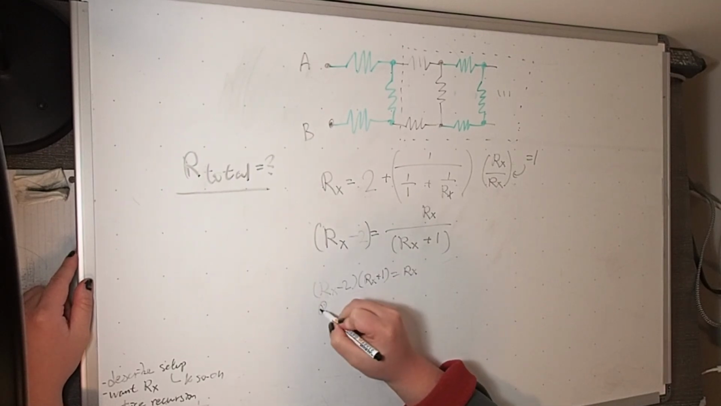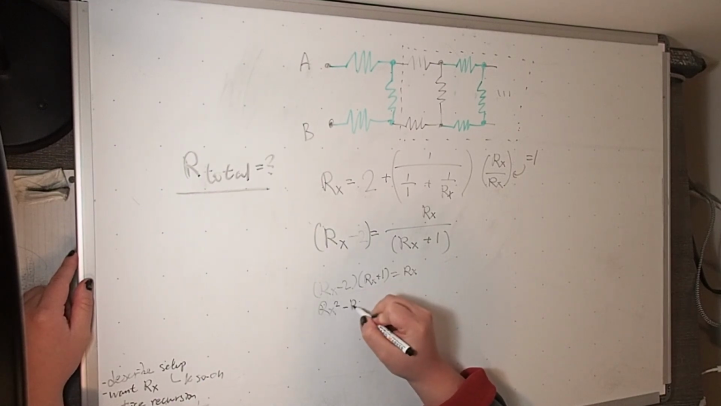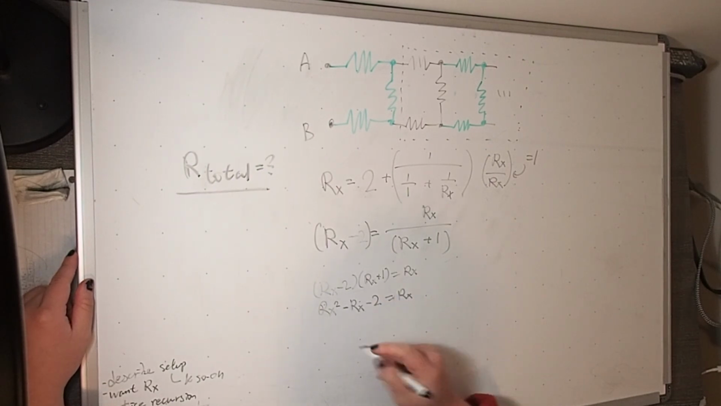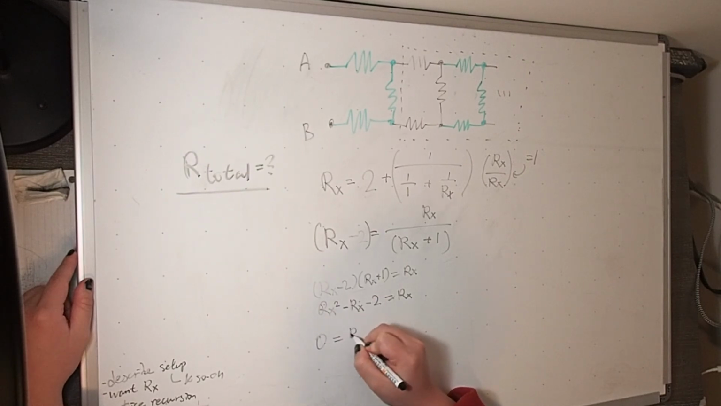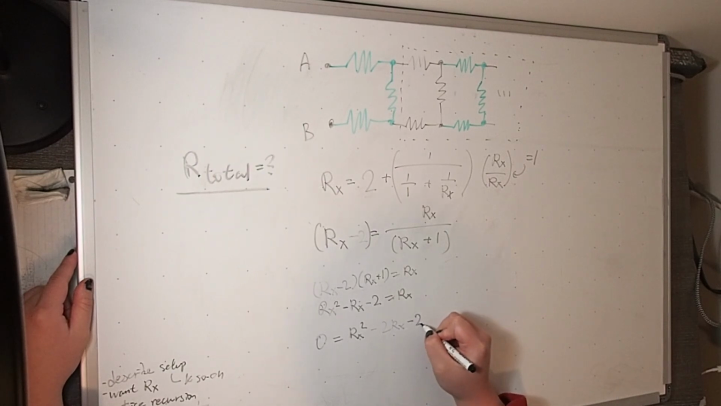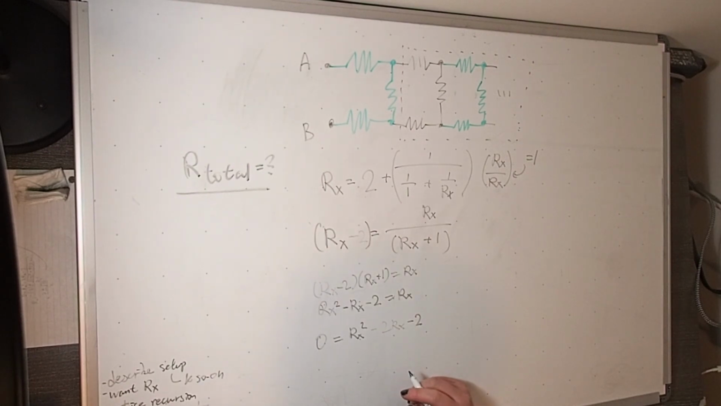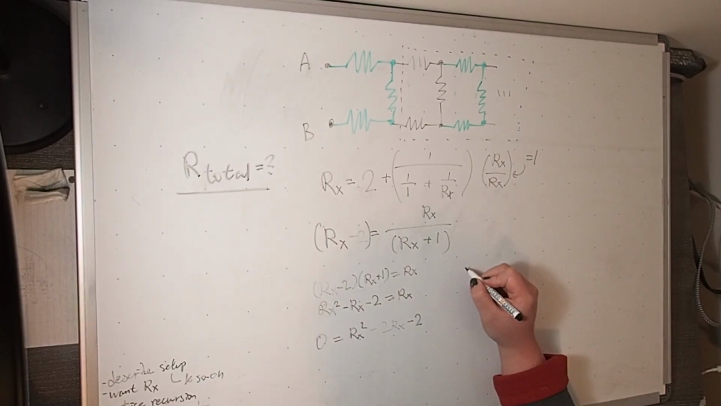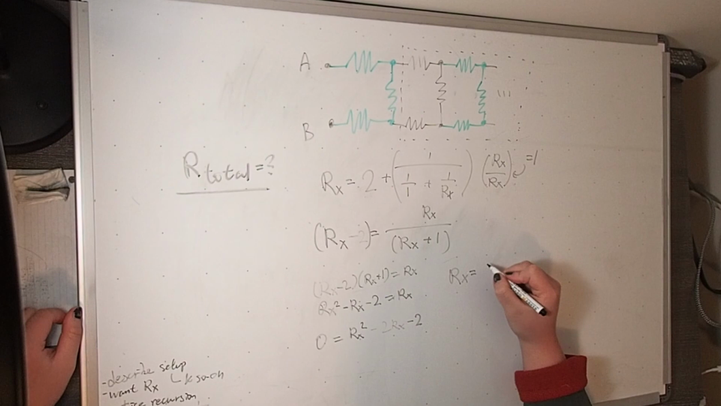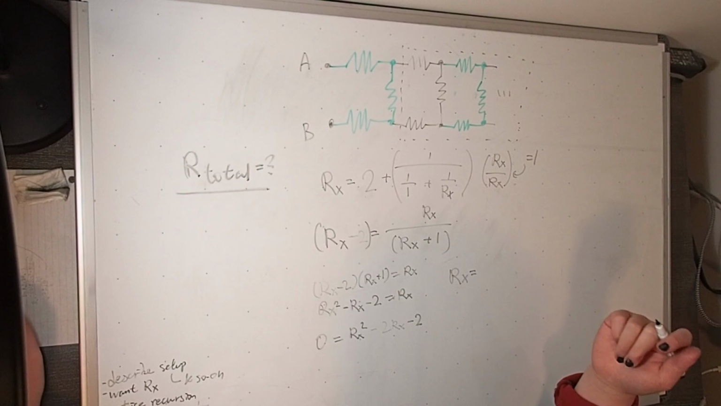We can expand this to get Rx squared minus Rx minus 2 equals Rx. We can collect this over to get 0 equals Rx squared minus 2Rx minus 2. And then we can plug this into the quadratic formula, which is going to be Rx equals negative b plus or minus the square root of b squared minus 4ac all over 2a, right?